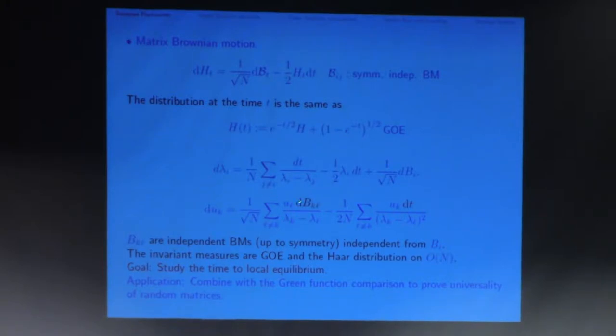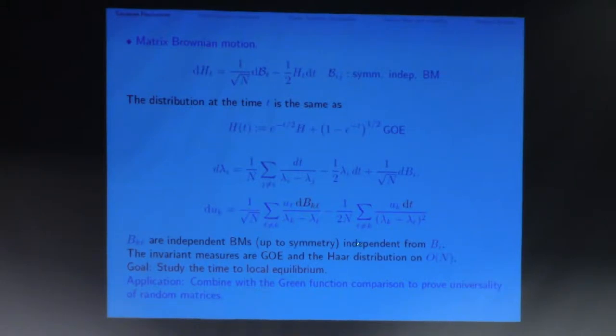But the key important thing here is, if you look at the Dyson Brownian motion, it actually has the GOE. Here I take the GOE, but of course there are more general results, but let's take a real matrix. Then the GOE eigenvalue distribution is the invariant measure for these dynamics. Also, if you look at the eigenvector equations, you find that the Haar measure on the orthogonal group is invariant under these dynamics. So these are the two things we keep in mind.